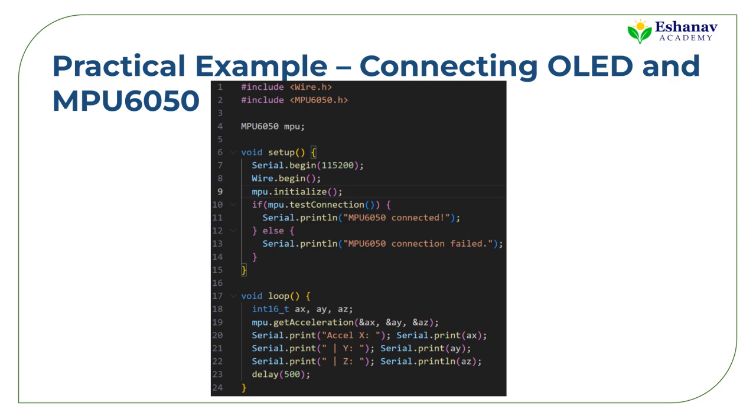Inside the loop, we declare 3 variables for acceleration along the X, Y, and Z axis. The function getAcceleration fills these values, which are then printed to the serial monitor. The Z-axis value is typically close to 16,384, representing the constant pull of gravity. The readings update every half a second, allowing you to observe how the accelerometer reacts to movement and orientation changes in real time.